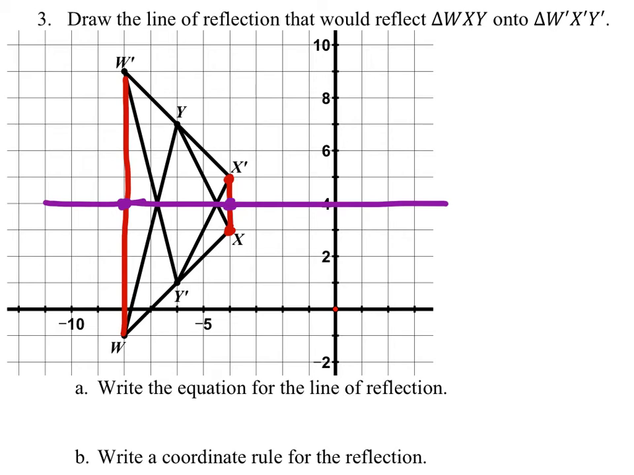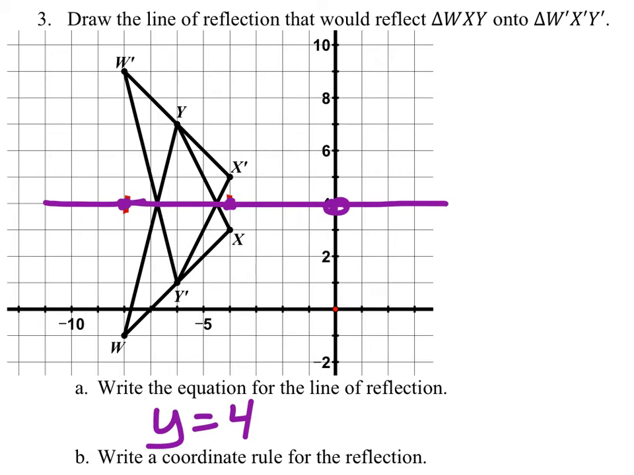I'm going to clean this up. We don't really need those red lines right here. There we go. All right. Next up, we have to write the equation for that line of reflection. Now this one is at where y is 4, so that is the equation. Y is 4. And then we need the coordinate rule.